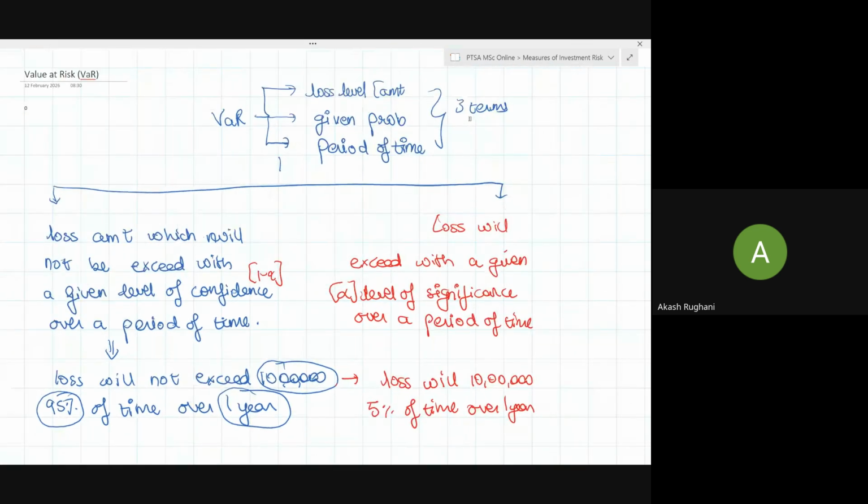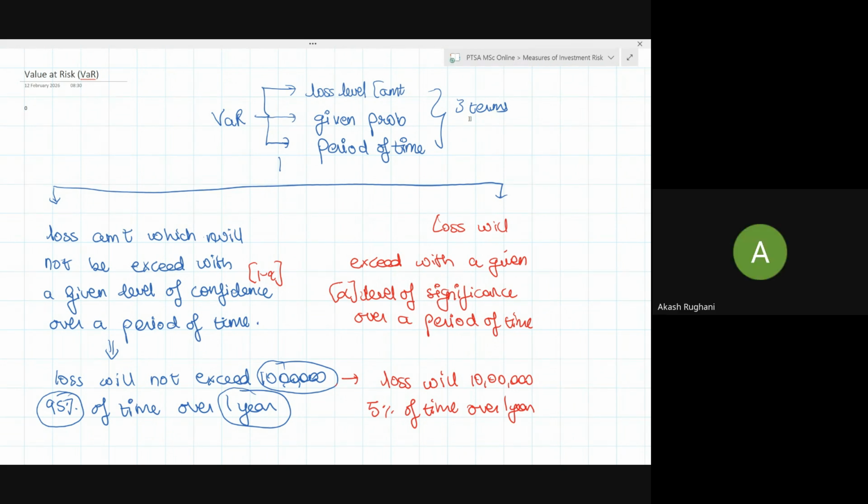Everyone clear, guys, with both the definitions? So whenever confidence levels are used, you will say loss will not exceed. Whenever levels of significance are used, you will use loss will exceed. Everyone clear, guys? Yes, sir. Cool.